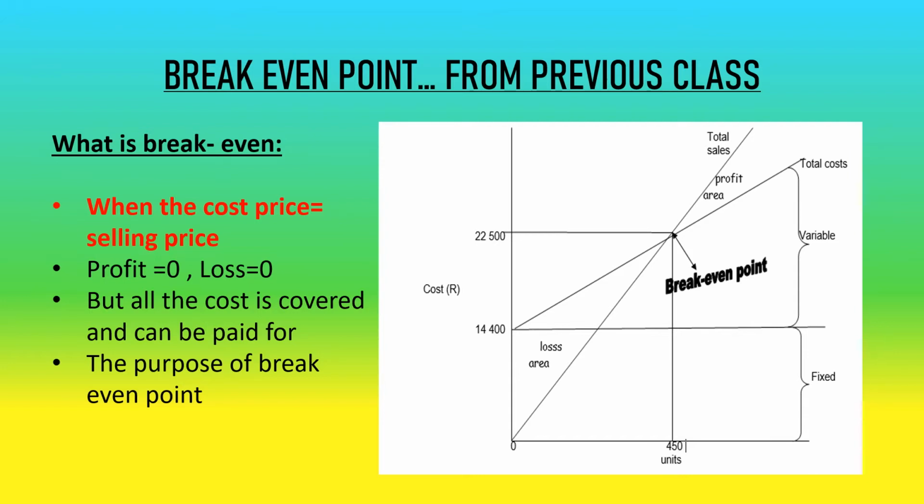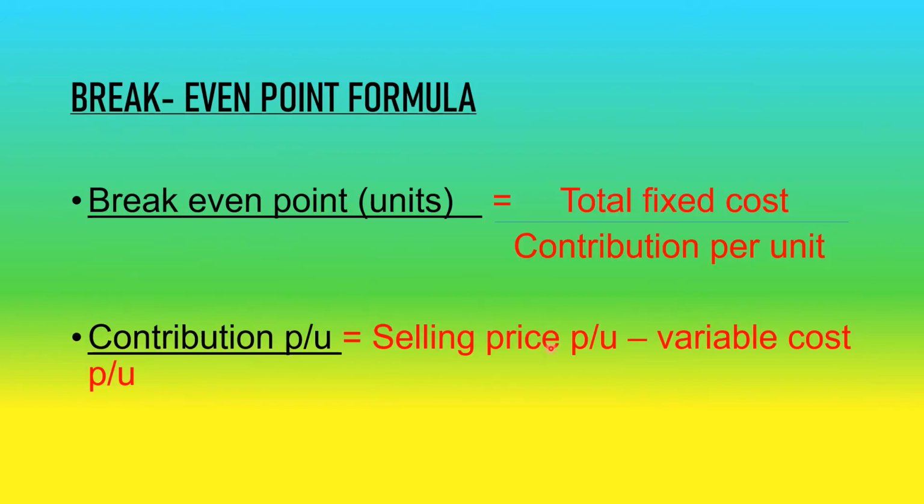And the purpose of calculating break-even point is so that manufacturers know how many units they need to produce and sell before they can start making a profit. So here's our formula for calculating break-even point. This is to calculate the number of units that you need to produce and sell in order to meet our break-even point, a point where we neither make a loss nor a profit. It's just where our selling price equals our cost price.